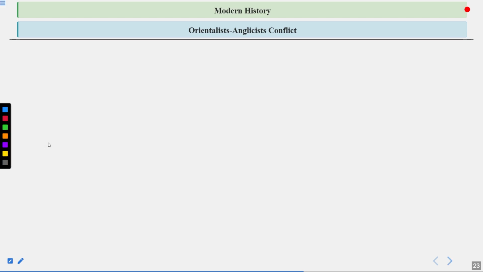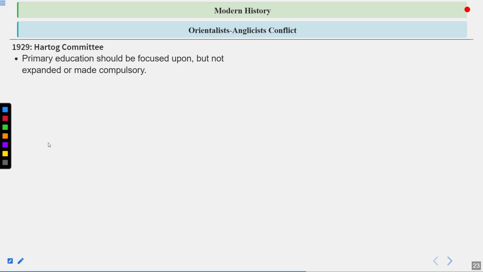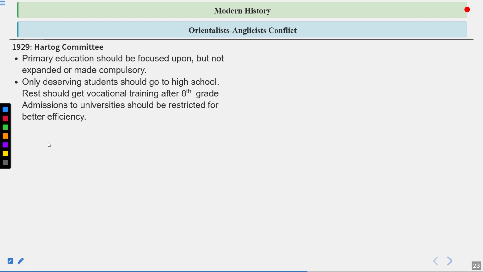Some more things related to it. Hartog Committee in 1929. Primary education should be focused upon but not expanded or made compulsory. So this is the first recommendation, that primary education should be focused upon but not compulsory. Only deserving students should go to high school. The rest should get vocational training after 8th grade. Admissions to universities should be restricted for better efficiency.